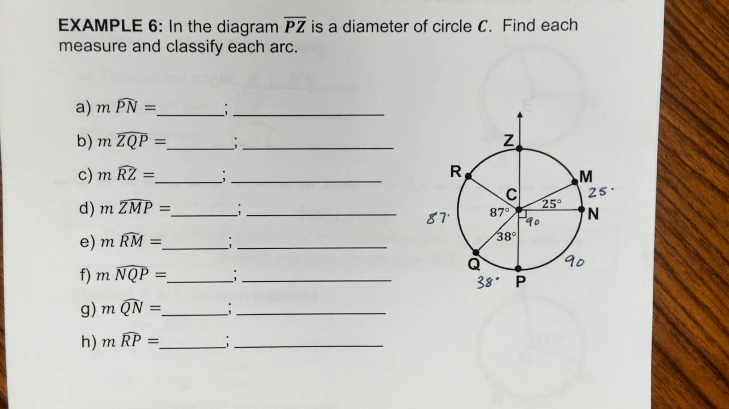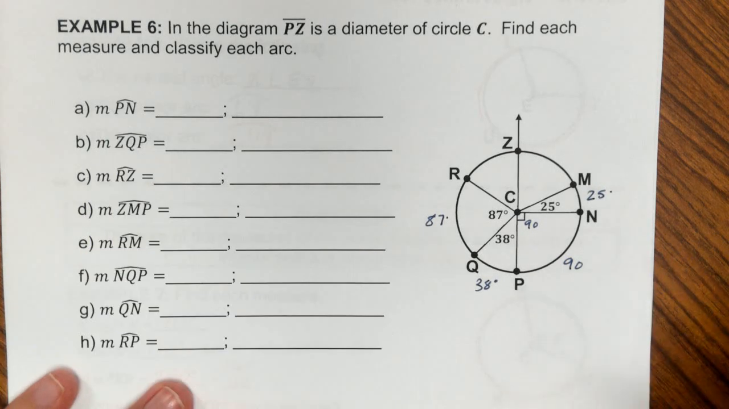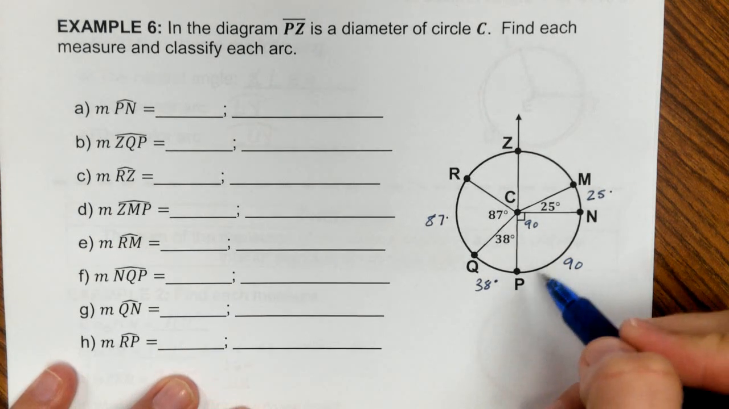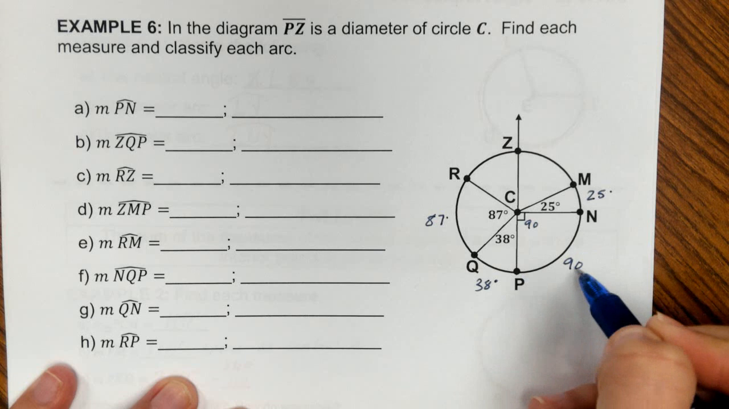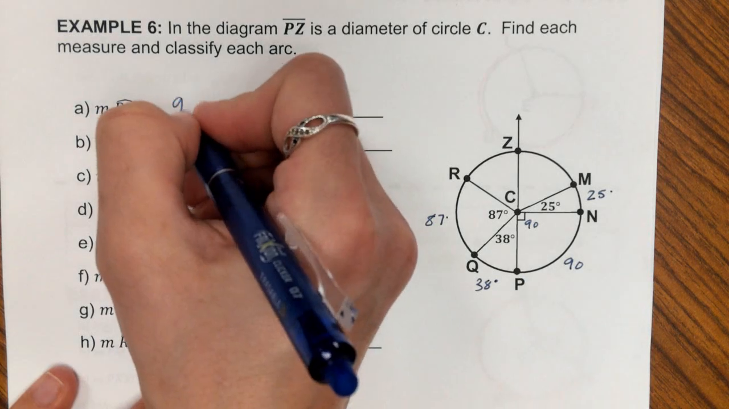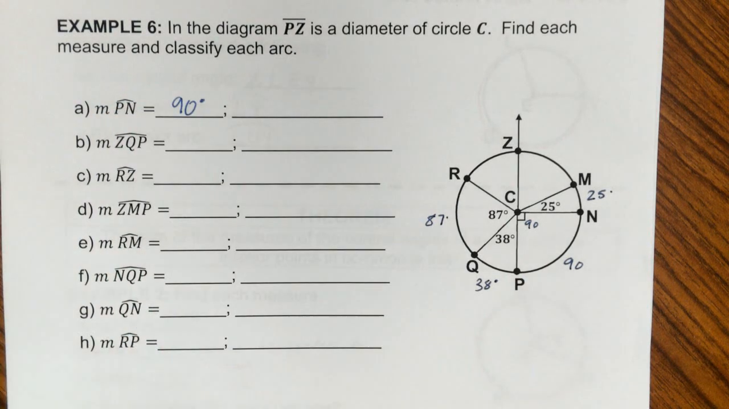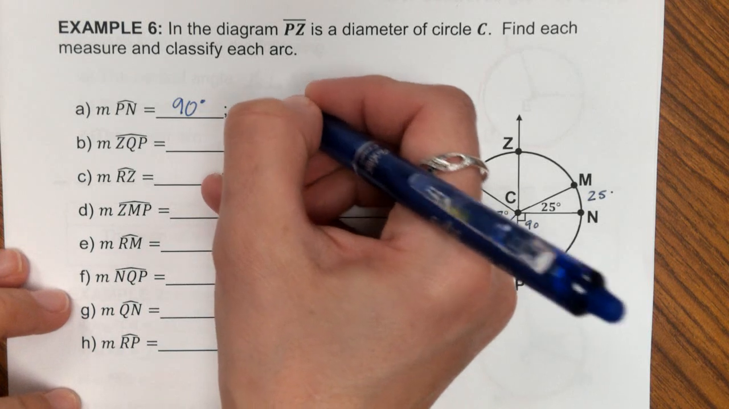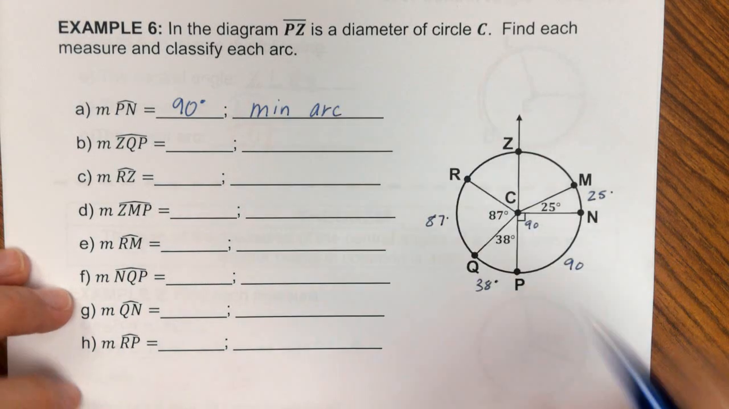First things first, we want to find the measure of arc PN. So we're going to look over here at PN. Oh, score, we've already got it, 90 degrees. And because it is under 180 degrees, this is going to be a minor arc. I'm just going to abbreviate it min arc.